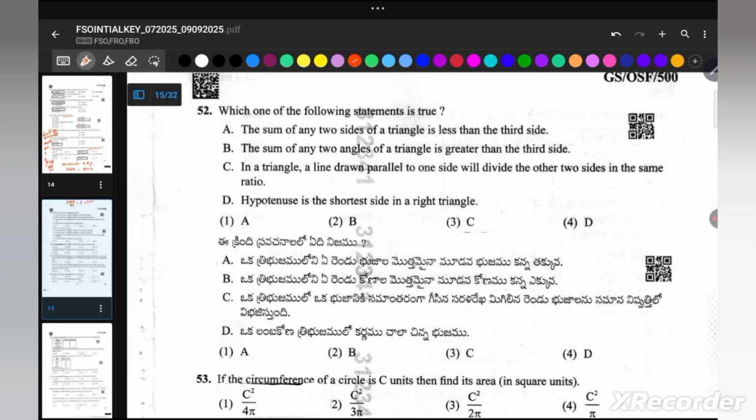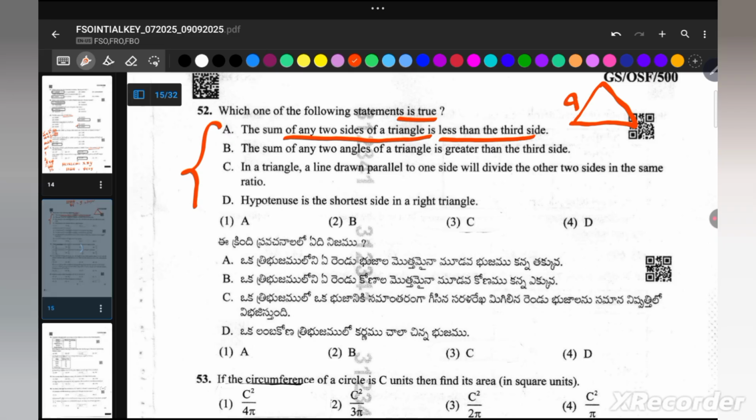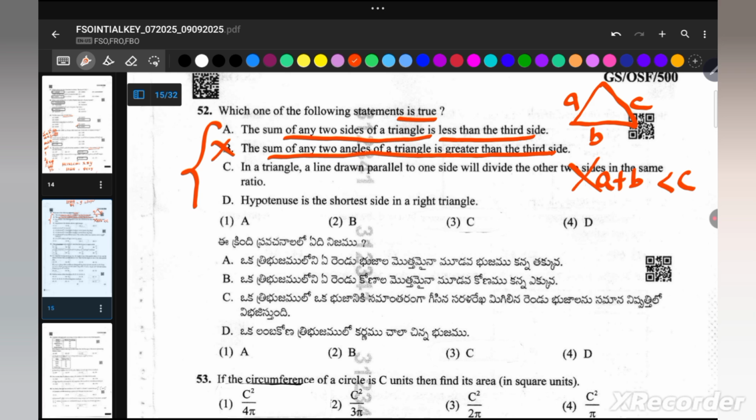Let's discuss 52. It is a statement-wise question. We need to find the correct statement among the 4 options. The sum of any two sides of a triangle is less than the third side. Let us take the triangle A, B, C. It says the sum of any two sides of a triangle, A plus B, is less than the third side. No, it is wrong. The sum of any two angles of a triangle is greater than the third side. That's also wrong.